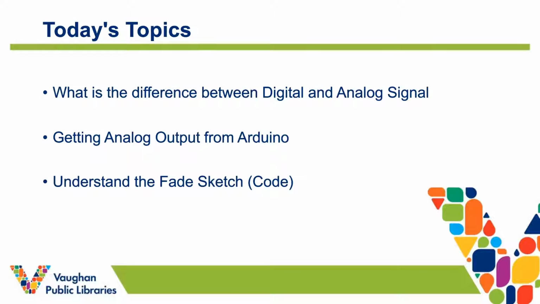These are the topics we are going to cover for today's program. First one is, what is the difference between digital and analog signal? If you remember, in one of our previous videos we talked about that, so today is just a reminder. The second topic is how to get analog output from Arduino, on which pins. And the last topic is explaining how Fade Sketch is working based on the examples on Tinkercad coding.